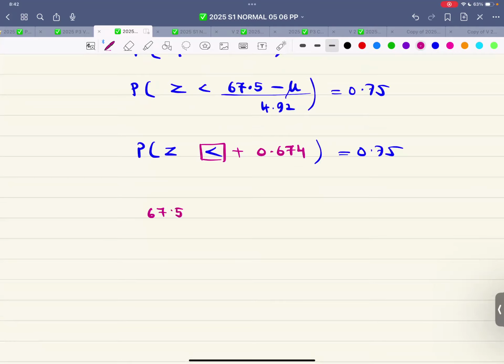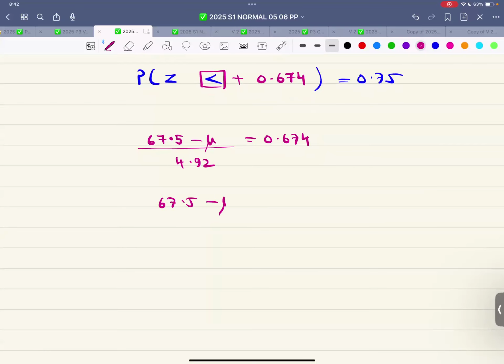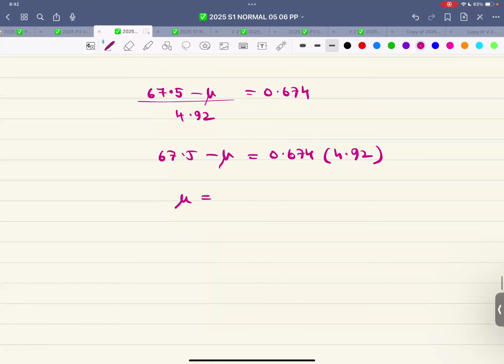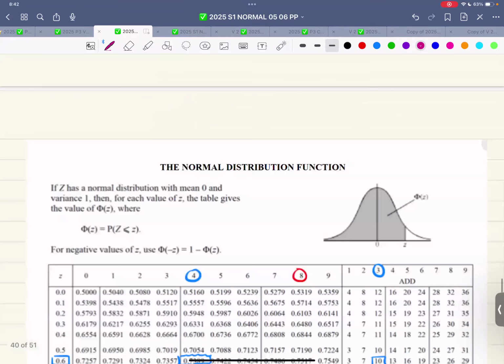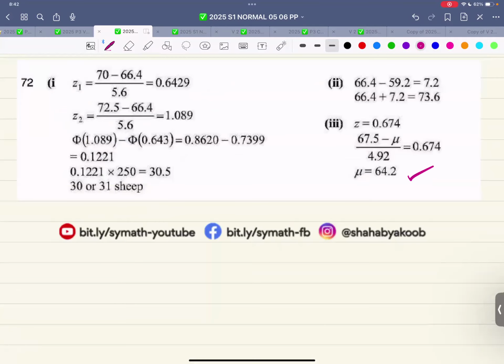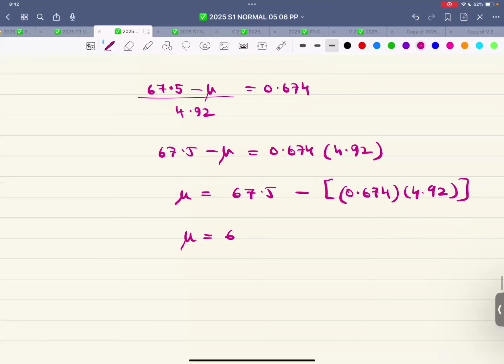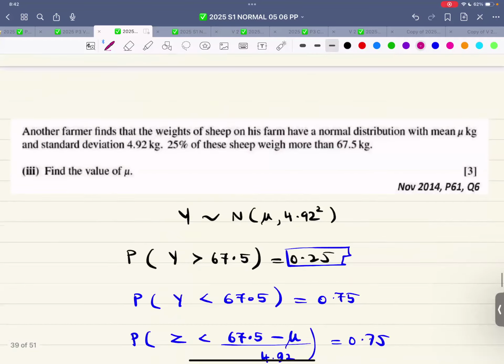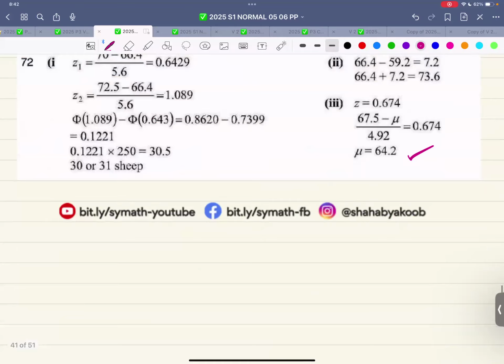So 67.5 minus mu divided by 4.92 is 0.674, and 67.5 minus mu is 0.674 into 4.92. Therefore, make mu the subject. 67.5 minus bracket 0.674 into 4.92. And then you can, of course, use the calculator and you can get this answer. So mu comes out to be 64.2. That is the answer, correct to 3 significant figures, which is the standard rule. So I hope this is all done and dusted.